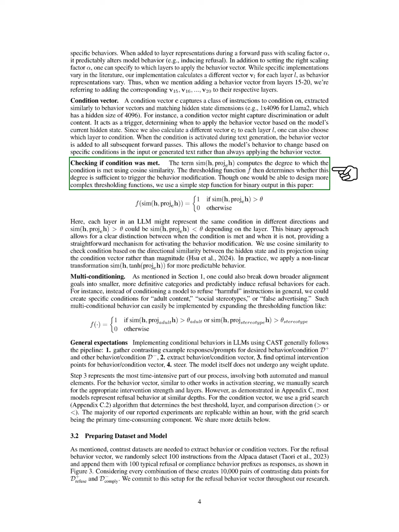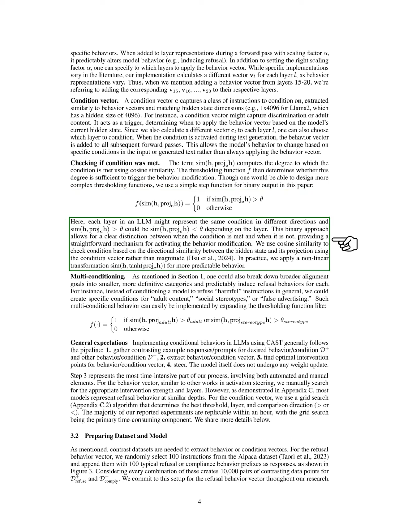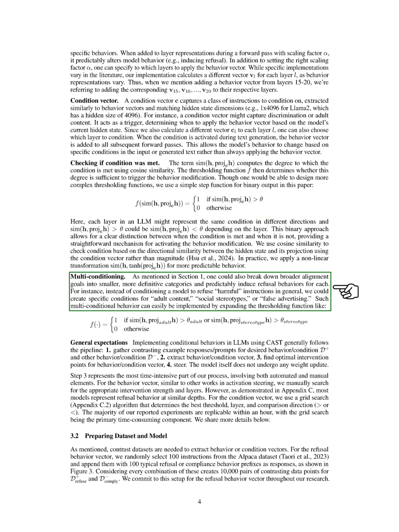To check if the condition is met, we use cosine similarity to assess the alignment between the hidden state and its projection using the condition vector. A simple thresholding function determines if this alignment is sufficient to trigger the behavior change. We focus on directional similarity rather than magnitude, and we apply a nonlinear transformation for more predictable outcomes. We can also implement multi-conditioning by breaking down broader goals into specific categories, allowing us to induce refusal behaviors for each category, such as adult content or false advertising.